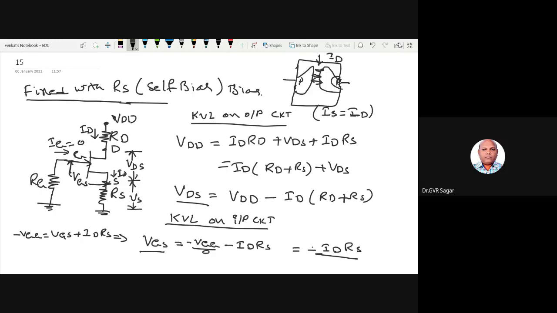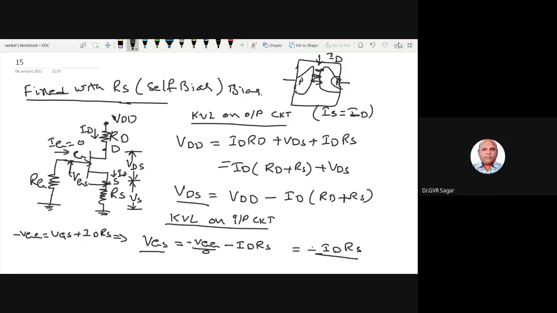That's why this RS we are calling a self bias. RS is called self bias. The bias applied on VGS is through this RS, right? Are you clear on my point? Respond anyone. Yes, sir.